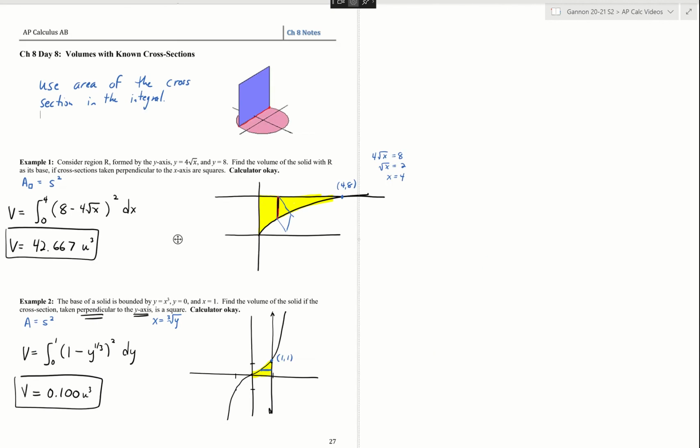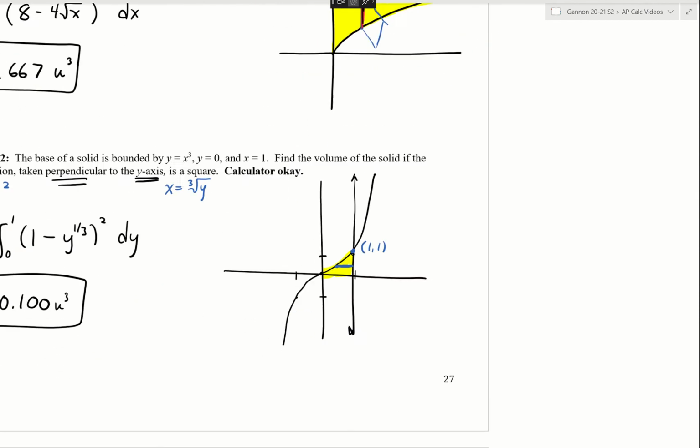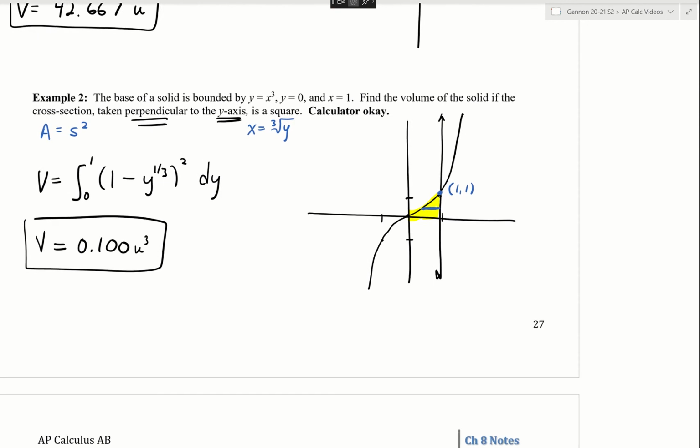So again, guys, when it's perpendicular to the x-axis, integrating in terms of x, everything is in terms of x. If the cross sections are perpendicular to the y-axis, then we're going to integrate in terms of y, which means everything needs to be in terms of y. Limits of integration and the functions. All right, let's look at a few more examples and see what we got going on.